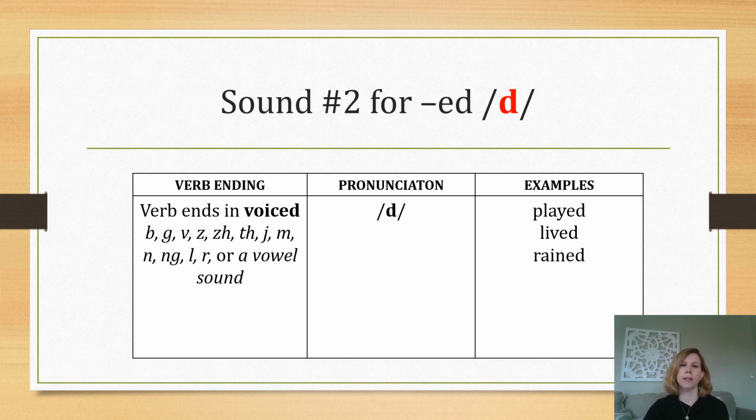Next, we have the d sound. And this sound, if you're looking at this column, the verb endings on the far left would be voiced sounds. And I have a number of voiced sounds there. For example, b, g, v, z, etc., or vowel sounds at the end of the verb. So on the right side of this column, I have 3 verbs. I have played, lived, reigned.